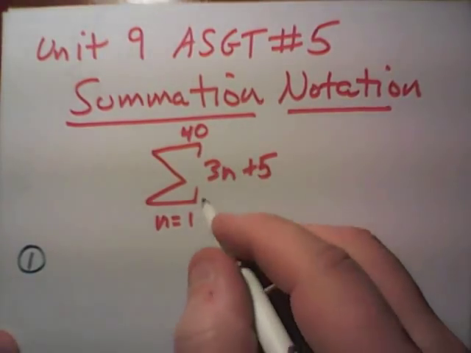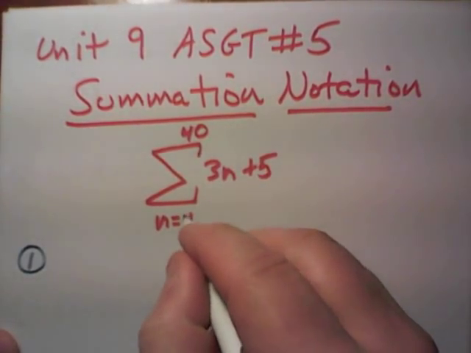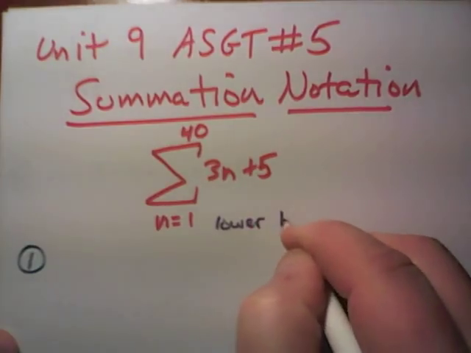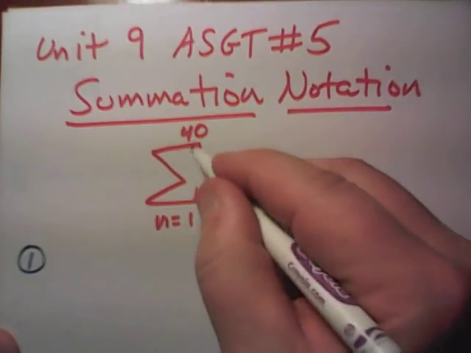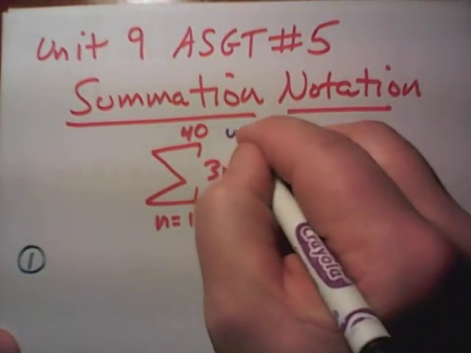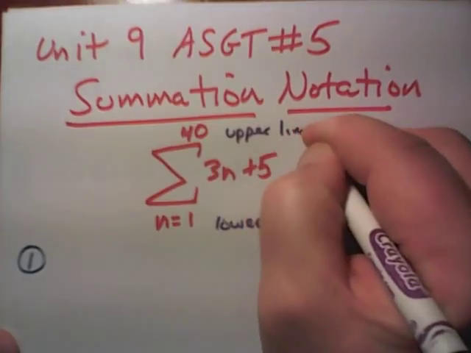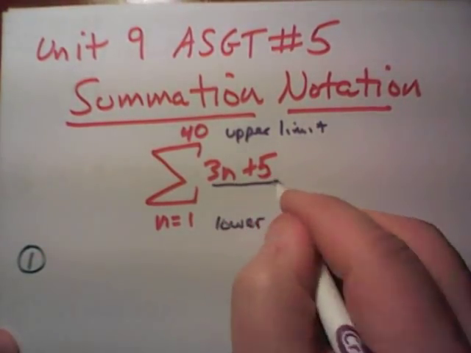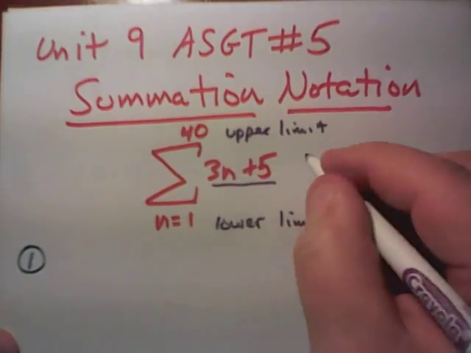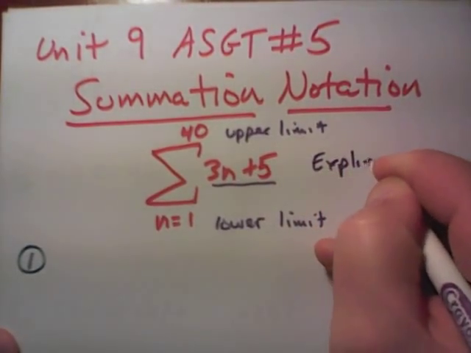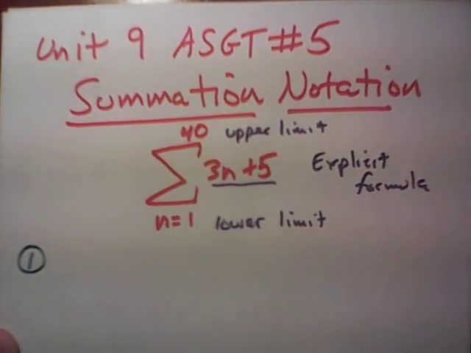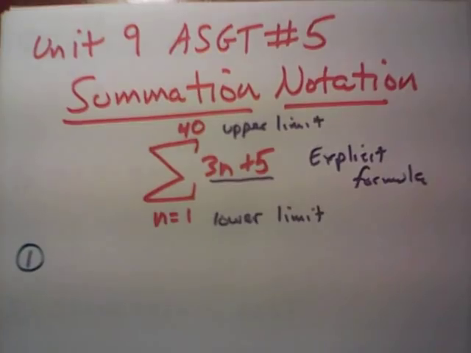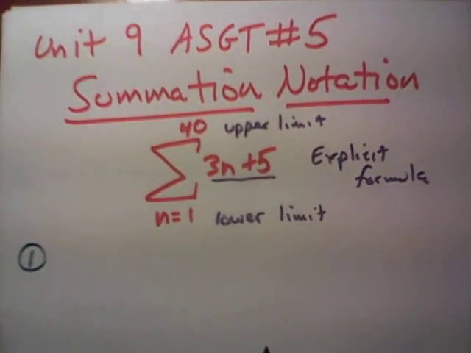Summation notation, just to point a few things out, the number down here is called the lower limit. The number on top of the sigma, this is the Greek letter sigma, the number on top is called the upper limit. And the formula that's after the summation notation is always going to be an explicit formula. And so this is what this would look like. It's simply a different way of writing the sum of a bunch of numbers.